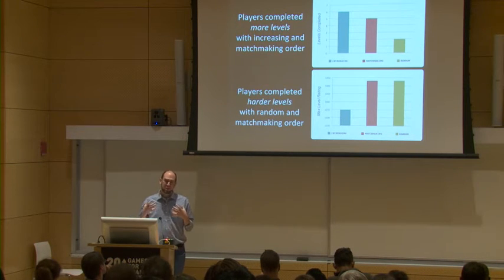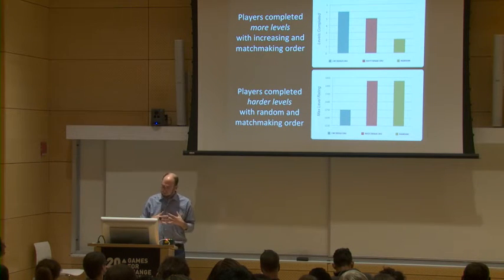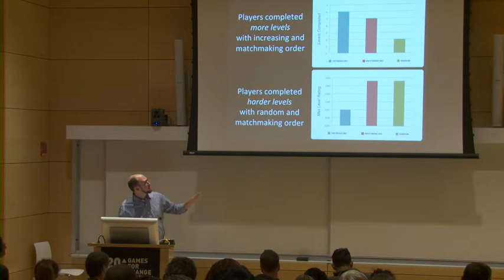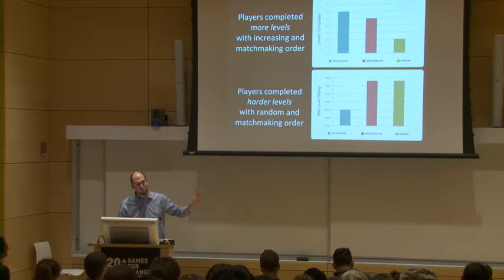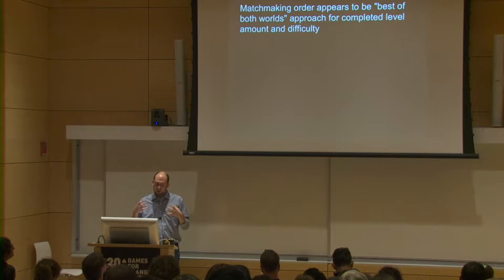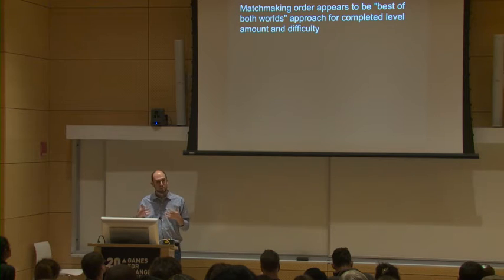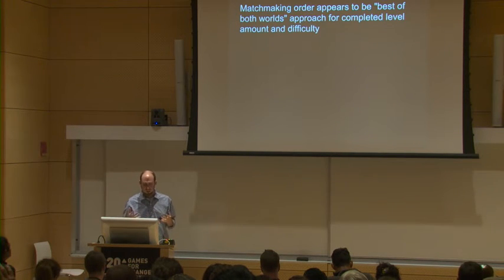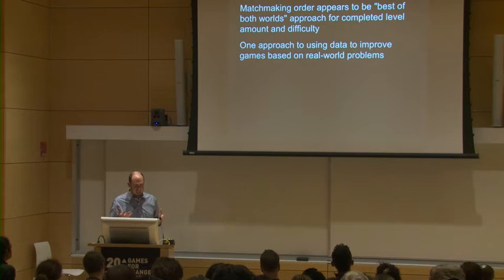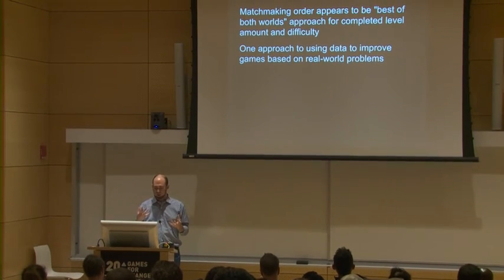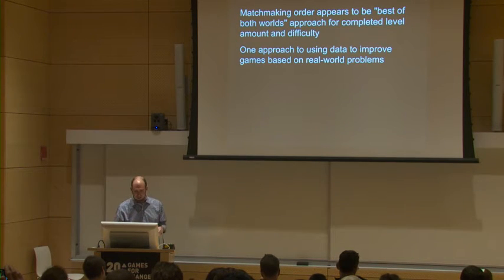And so from a human computation or crowdsourcing or scientific discovery game point of view, this is interesting because the players with the matchmaking order are completing more tasks, and they're also able to get to and complete more difficult tasks, right? So in this way, based on this simple proof of concept experiment, it appears the matchmaking order has this best of both worlds property where the players were able to complete a larger amount and difficulty of levels. So this might be an interesting approach to using data from players playing the game to look at refining the game based on data that you get to solve real-world problems.